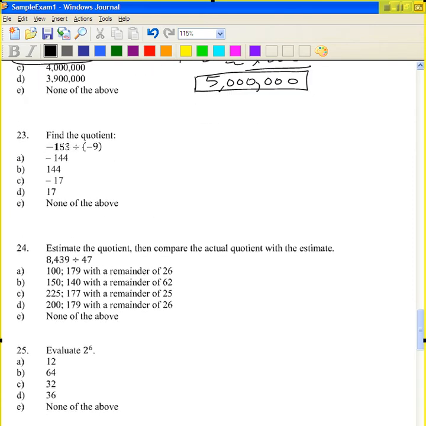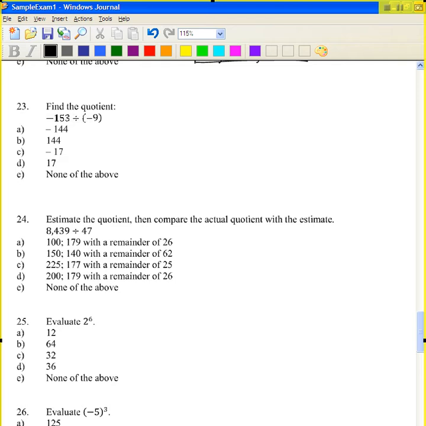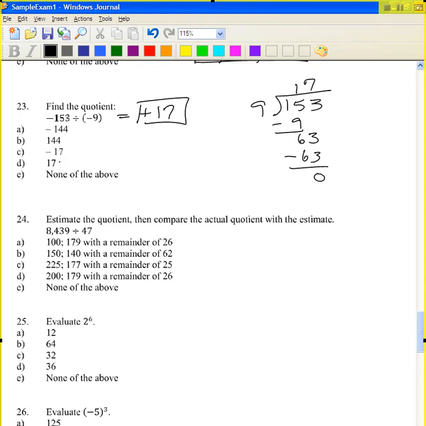Let me do problem number 23. Find the quotient. Well, negative divided by negative is positive. And let's do 153 divided by 9. Well, 1 is smaller than 9. 15 is greater than or equal to 9. So 15 divided by 9 is 1. Times 9 is 9. 15 minus 9 is 6. Drop down the 3. 63 divided by 9 is 7. And so I get 17, and it is a positive 17. So the answer is D.